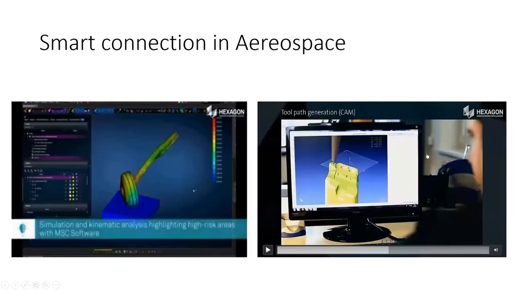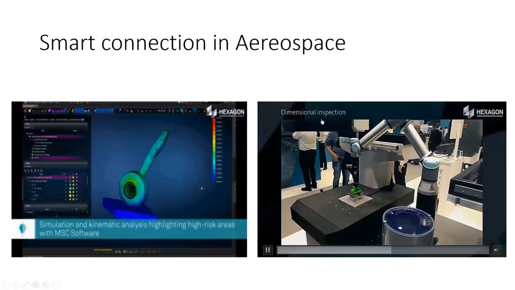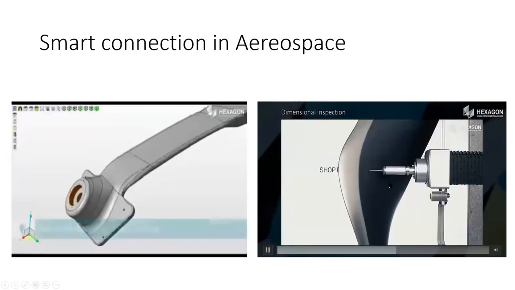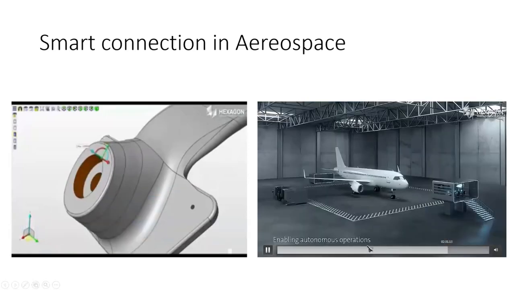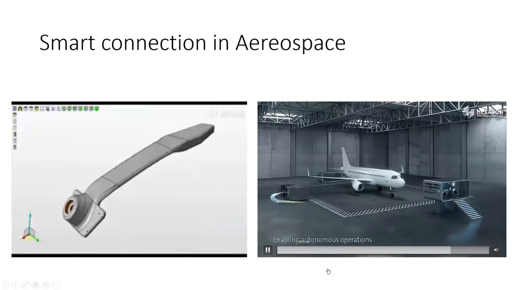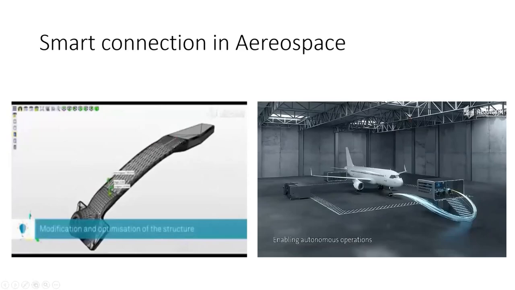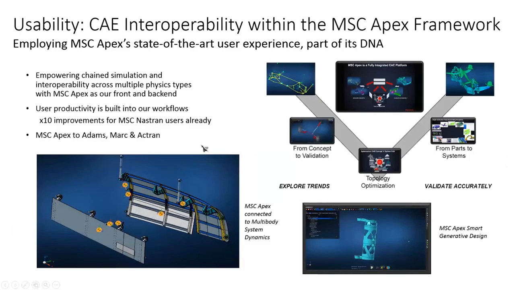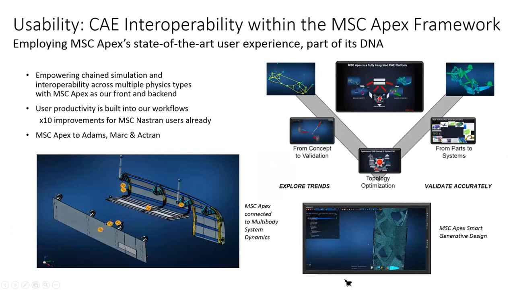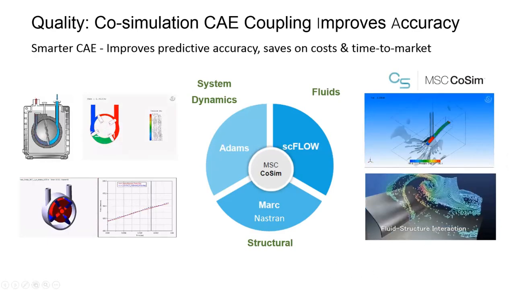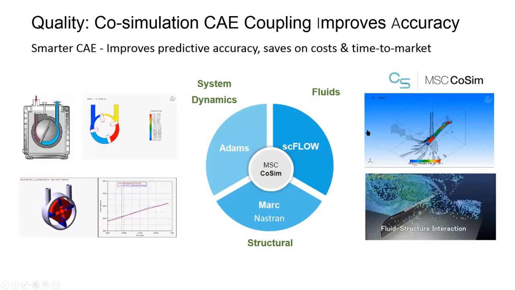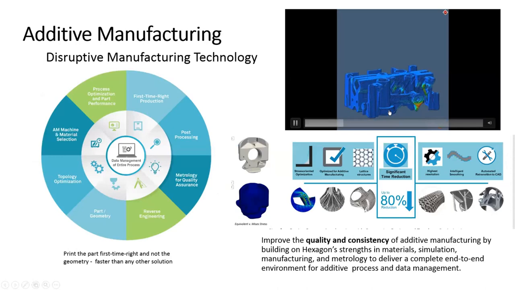So you have many instruments for dimensional inspection. You have instruments for metrology assisted manufacturing. You have a system for allowing autonomous operation. So, in which way do you have your digital world in which you run your simulation? You can use digital analysis with co-simulation, as we saw a little bit before. You can simulate, for example, monitoring processes, improving the quality of your product.